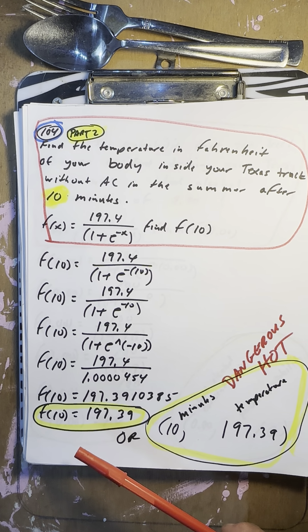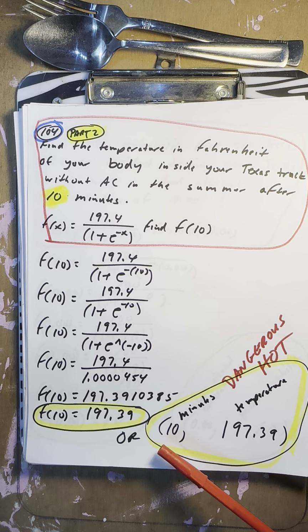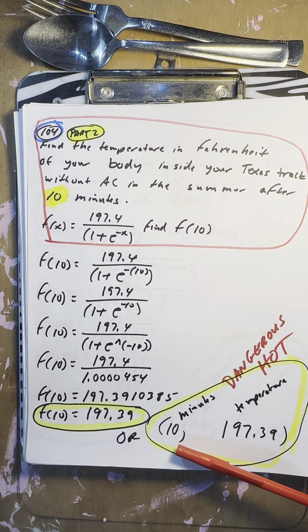So 10 minutes after you're inside that truck with no AC in the summer in Texas, if you're just sitting there, laying there, doing nothing, your temperature is going to jump up to 197.39. You're dangerous hot. You're gone. It's over for you.